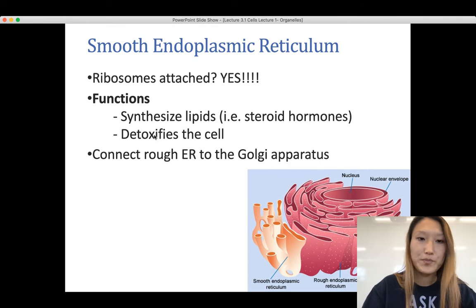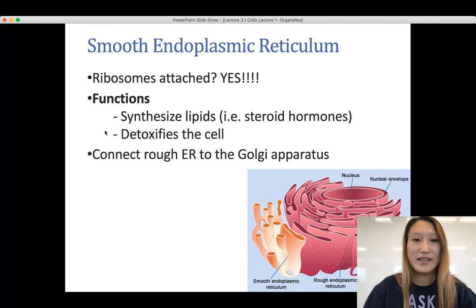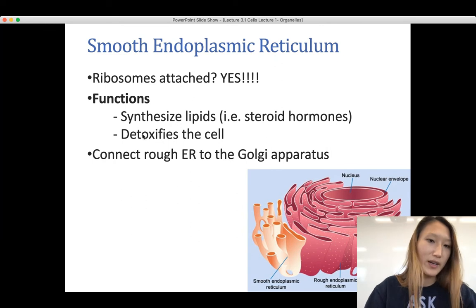What do they do? They're in charge of two things. One, synthesize lipids. As an example, there are hormones that are made out of proteins, but there are also hormones that are made out of lipids. These lipids are made from the smooth ER. The second part is smooth ER can also detoxify the cell. So for older people who drink alcohol, for example, the smooth ER is what breaks down the alcohol and makes sure that your cell doesn't get poisoned, okay?